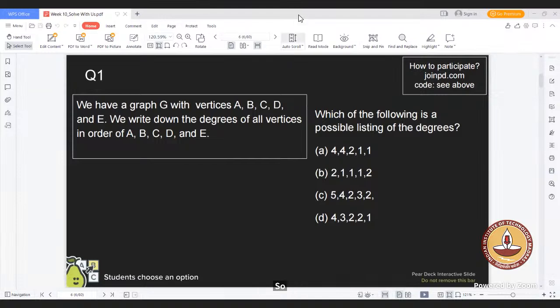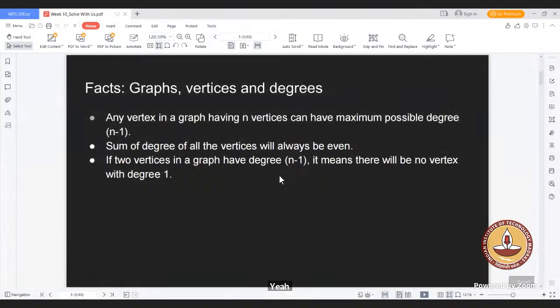Do you want me to explain the previous slide once again? Yes, sir. Actually, I joined a little late, sir. Please. Okay. So just a minute. Is the slide visible now?